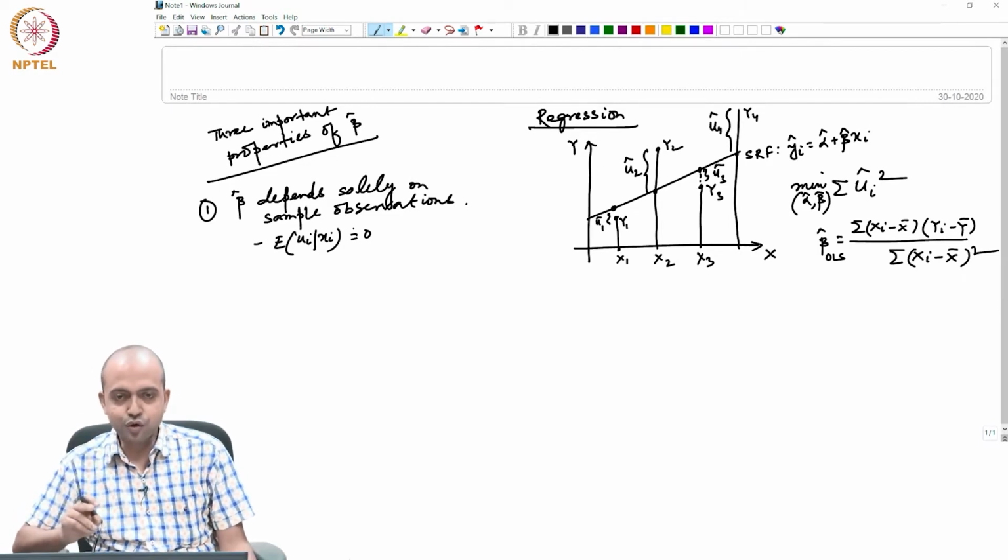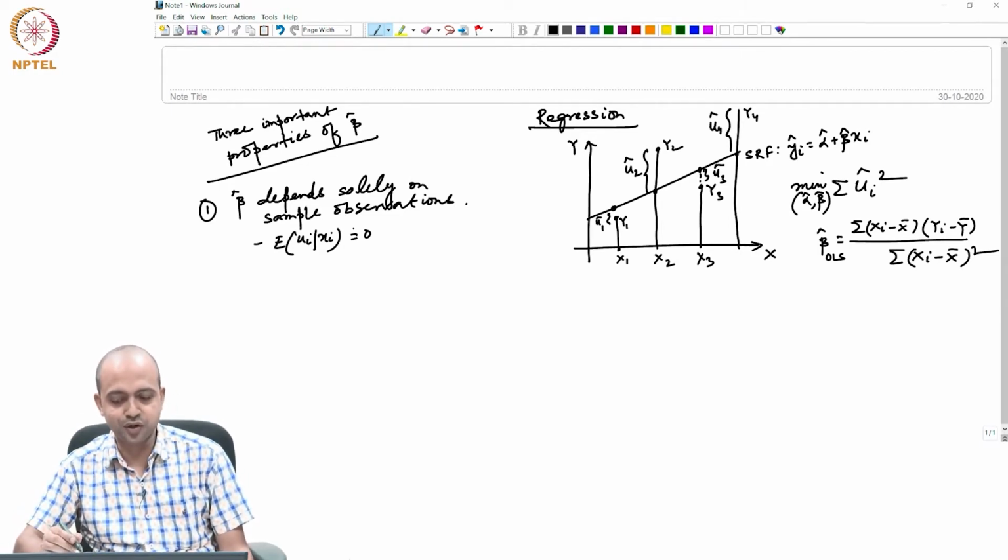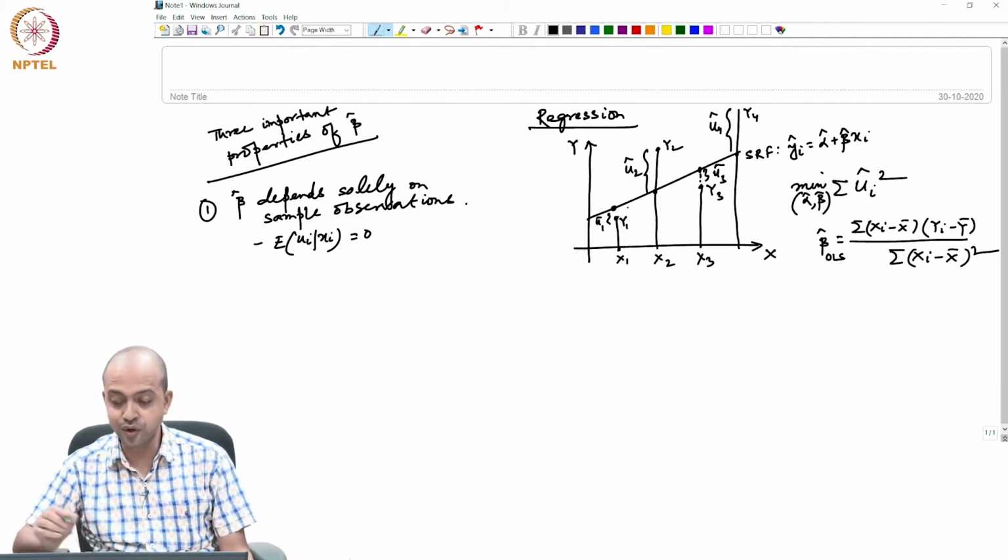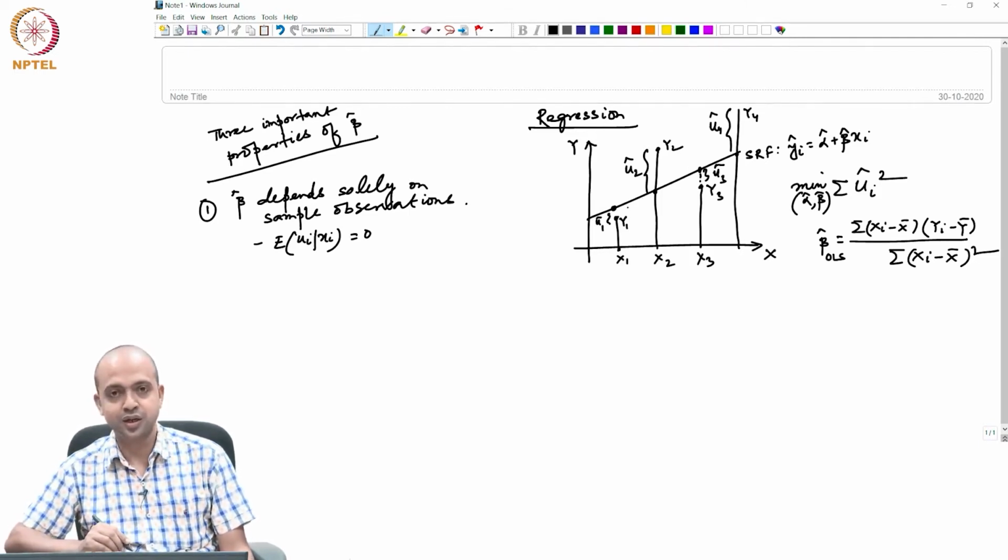So, the only assumption about the error term that is required is expectation of u i given x i equals 0, because when we are minimizing sum of u i hat square, why are we minimizing it? Because sum of u i is 0, because this line is the average line. This line is the average line, and we said that the expectation of u i, the mean value of u i, is actually 0. So, that is the assumption required for estimating beta hat OLS, right.